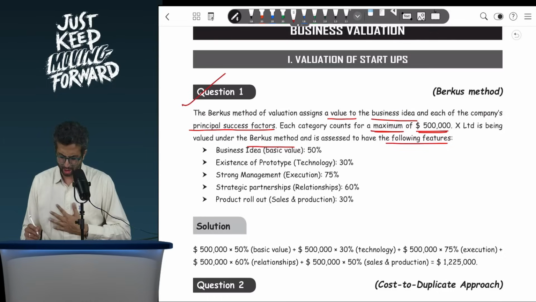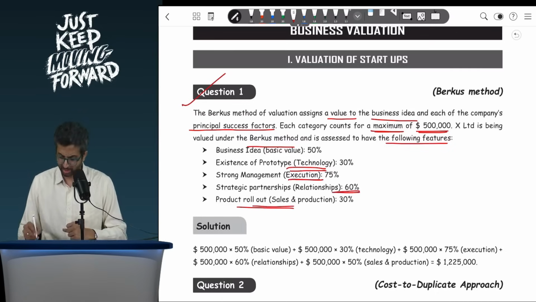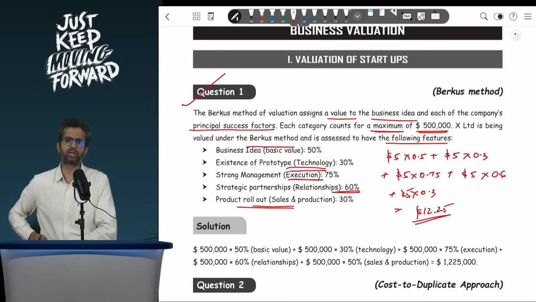The basic idea, the business idea, is 50%, so this is 5 lakhs into 50%. Existence of a prototype, well, you have developed some technology, some sample is there, 30%. Strong management is 75%. Strategic partnerships are 60%, and the product has started to roll out, so 30%. So your valuation will be 5 lakh into 0.5 plus 5 lakhs into 0.3 plus 5 lakhs into 0.75 plus 5 lakhs into 0.6 plus 5 lakhs into 0.3, and hence this comes to around $12.25 lakhs. So your valuation under the Berkus approach for this startup is 12.25 lakhs.